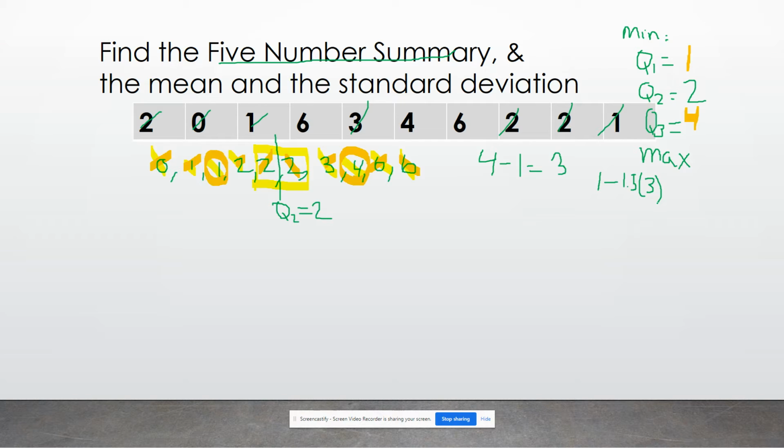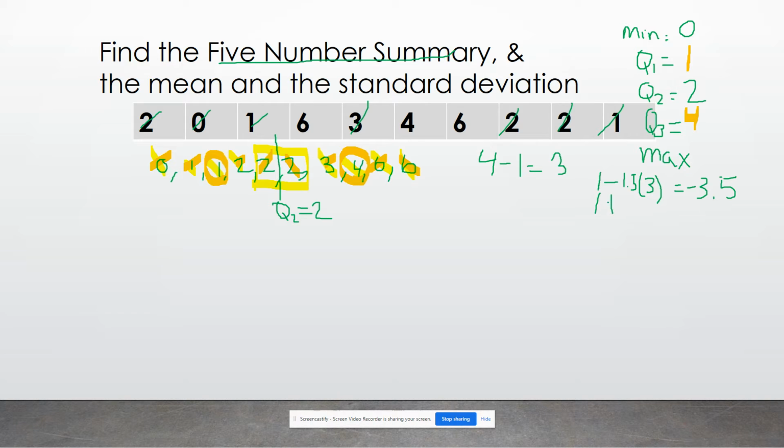And let's see. Okay, so I've got 1.5. No, sorry, that's not right. I've got 1 minus 1.5 times 3, and that's going to give me negative 3.5. Do I have any numbers over here that are smaller than negative 3.5? No, 0 is bigger, so that means 0 is my minimum. No outliers on the left side. Now I got to check on the right side.